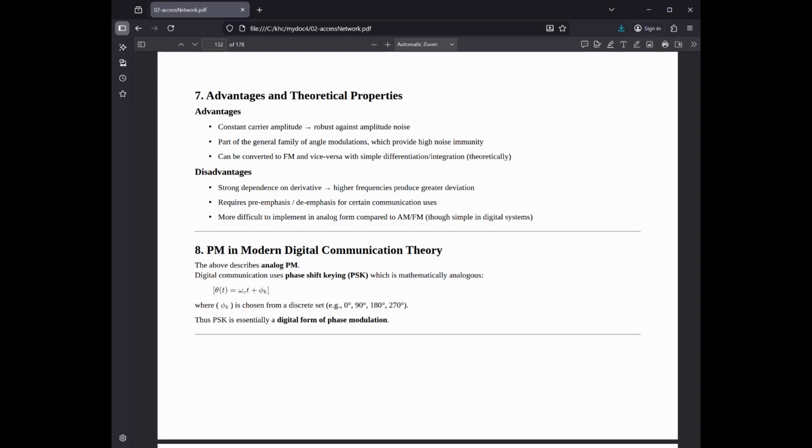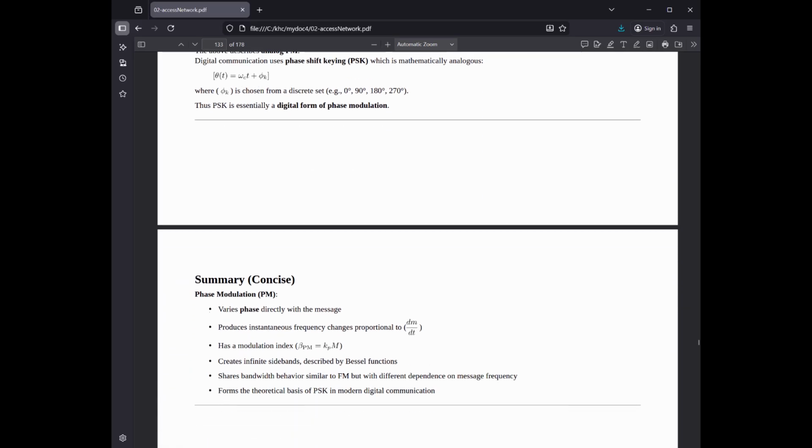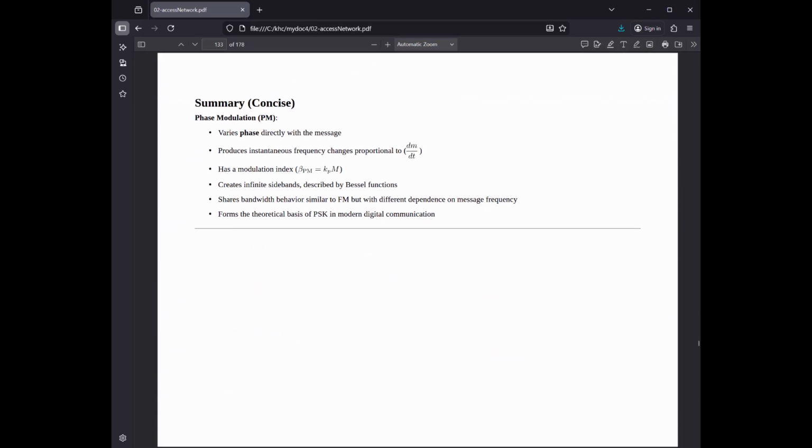Narrowband versus wideband PM. Depending on the size of the modulation index, PM signals are categorized into two types. Narrowband PM, for small β, occupies very little space and looks similar to an AM spectrum, with only two main sidebands. Wideband PM, for large β, spreads power into many sidebands and is used for high-fidelity data transmission.